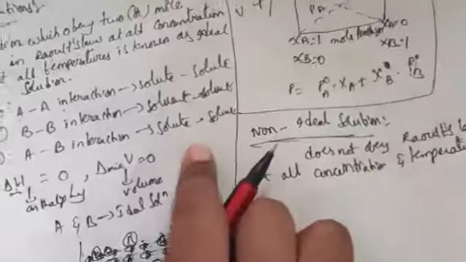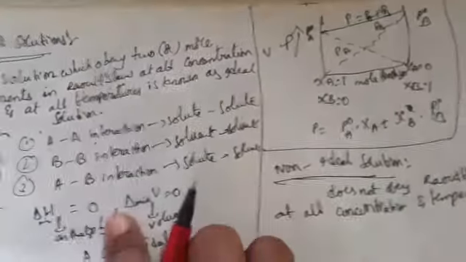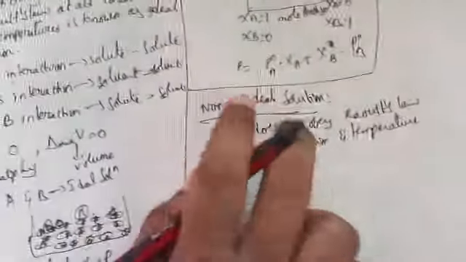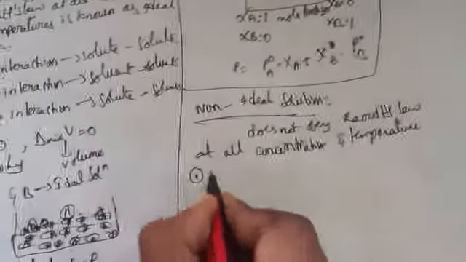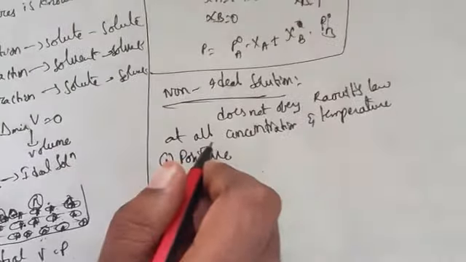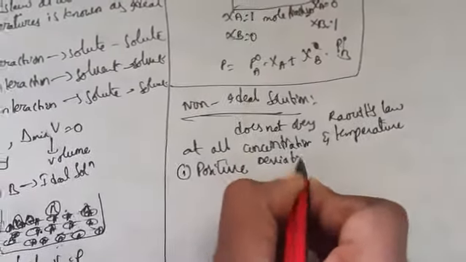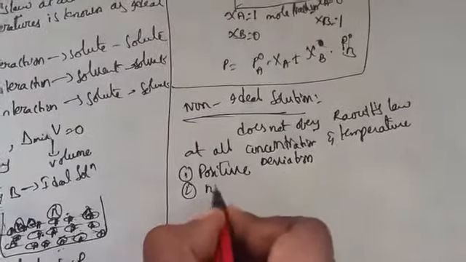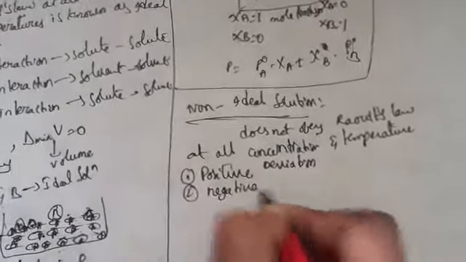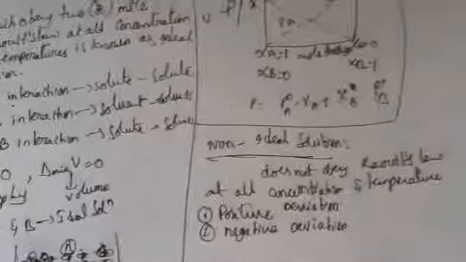When we take ideal liquids, heat may or may not be absorbed, which is why we say enthalpy change is 0 and volume change is 0. But for non-ideal solutions, delta H and delta V are not equal to 0, and we get two conditions: positive deviation and negative deviation.